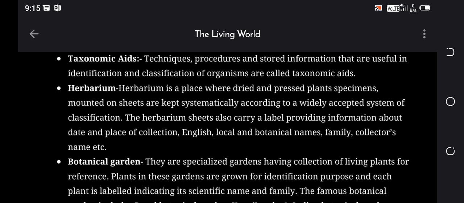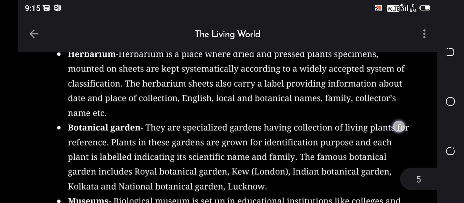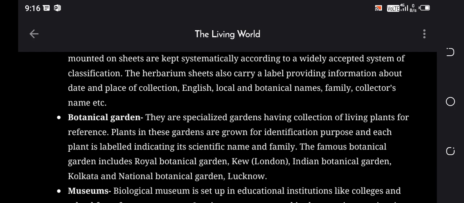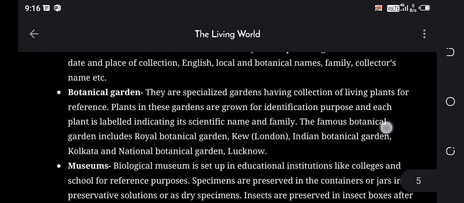Taxonomic aids. Techniques, procedures and stored information that are useful in identification and classification of organisms are called taxonomic aids. Herbarium. A herbarium is a place where dried and pressed plant specimens mounted on sheets are kept systematically according to a widely accepted system of classification. The herbarium sheets also carry a label providing information about date and place of collection, English, local and botanical names, family, collector's name, etc.